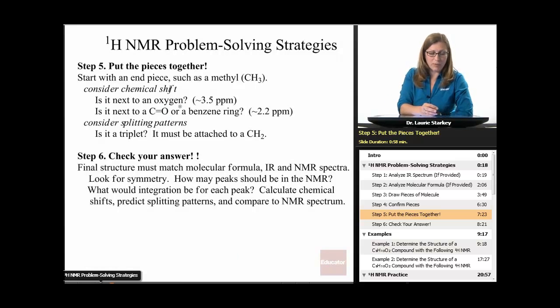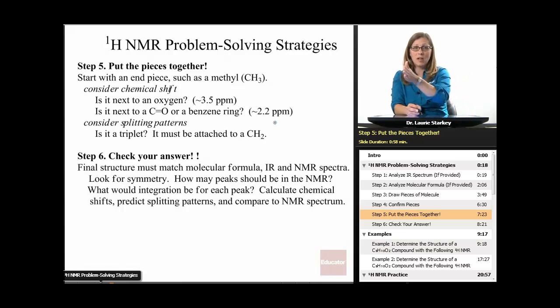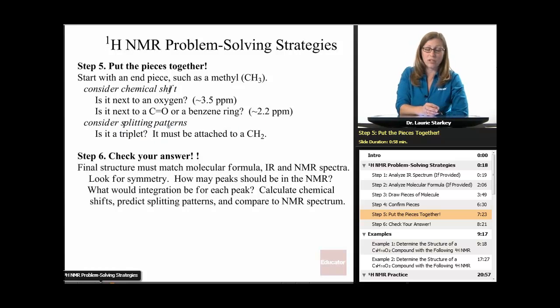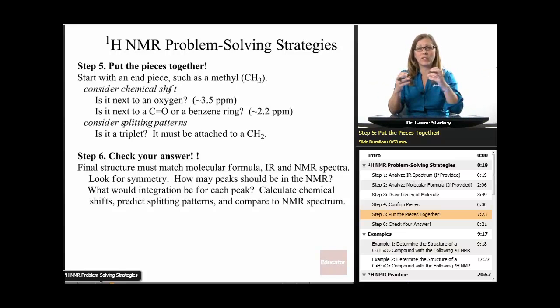For example, if it's next to an oxygen, I could attach it to an oxygen if its chemical shift is around 3.5. Maybe it's next to a carbonyl or a benzene ring if its chemical shift is around 2.2. So we'll consider where it is on the spectrum to decide who it's next to. And we're also going to consider the splitting patterns. If it's a triplet, that means it must have 2 neighbors. So I'm going to find a CH2 piece and I'm going to attach it to that. Bit by bit we're going to take all these different pieces and start hooking them together until we come up with a complete structure.